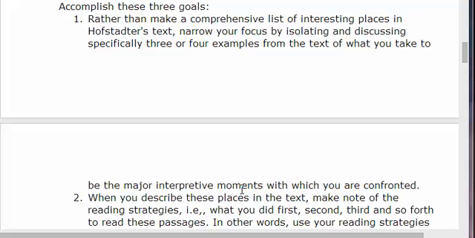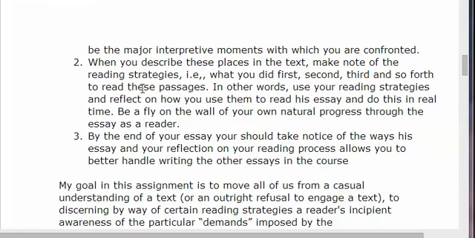And remember to use the reading strategies that you talk about in the beginning of the paper. So if you're writing in the margin, tell us what you wrote in the margin. If you're highlighting, tell us why you're highlighting these particular places and what the effects of it are for you as a reader. Okay, 2. When you describe these places in the text, make note of the reading strategies. Okay, I just talked about that.